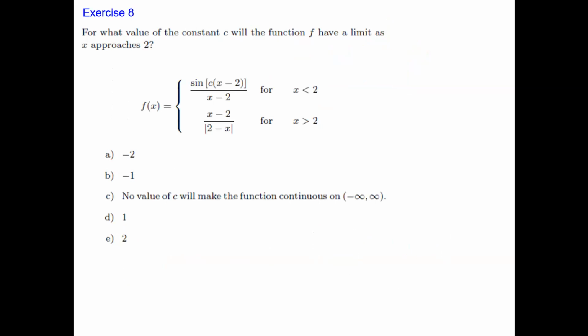For what values of the constant c will the function f have a limit as x approaches 2?